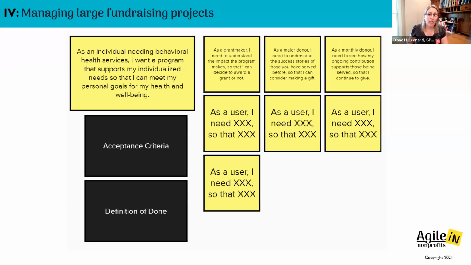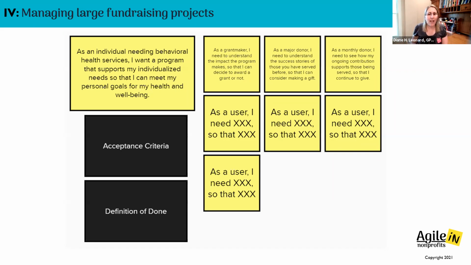So maybe as a fundraising department, you say, okay, so how are we going to do that? Well, we could think about grants, major donors, monthly donors. Cool, okay. I've got some user stories for you here. As a grant maker, I need to understand the impact the program makes so I can decide to award a grant or not. As a major donor, I need to know about the success stories so I consider making a gift. As a monthly donor, I need to see how my ongoing contributions are supporting this bigger initiative. And you could keep going.